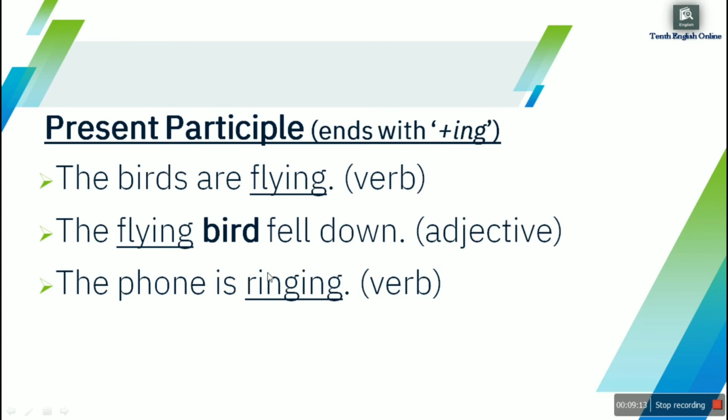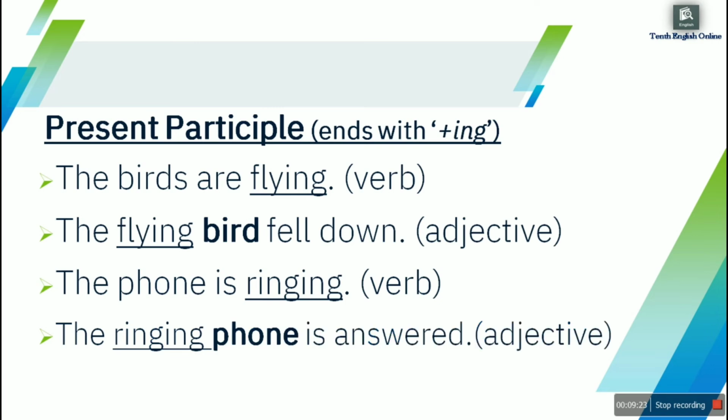If the same participle is used before the noun, it is called a, what is that? Adjective. Okay. Right. It acts as an adjective. The ringing phone is answered. Now see, the noun is phone here. So ringing, again the same spelling, but it is used before the noun. So it is acting as the adjective.